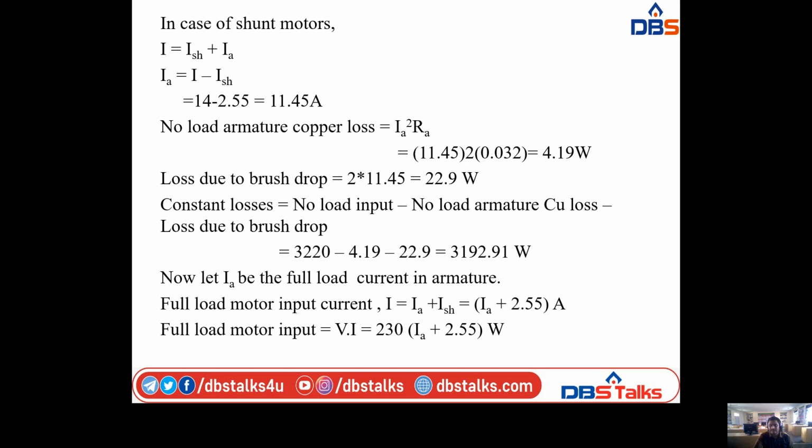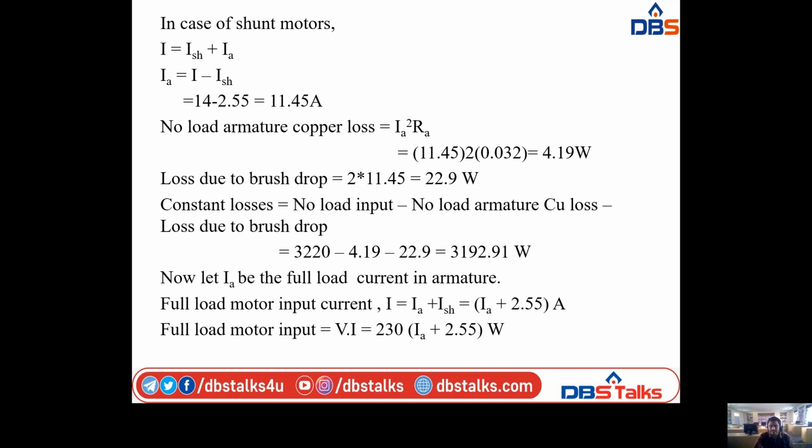And in the problem they given that loss due to brush drop, that is 2 volts. But here I have to take the loss due to brush drop, that is equal to 2 into 11.45, that is the no load armature current, 11.45. And finally we have the loss due to brush drop is 22.9 watts. Why I am taking the no load armature current? Because the brush is connected to the armature. The set of brushes are connected to the motor through the armature.